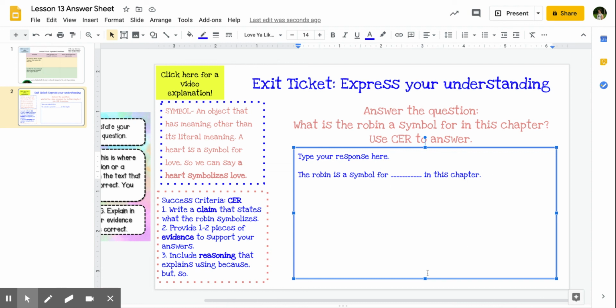Now, we don't just want one little sentence. We can do 2 to 3 sentences proving it, if you can find that much that proves it. Then you're moving on to your R, where you're going to explain why your evidence matches your claim. Okay, this is the last thing you have to do for today. Make sure it's excellent because this is what your teacher is going to be checking. Okay, let us know if you guys have any questions.